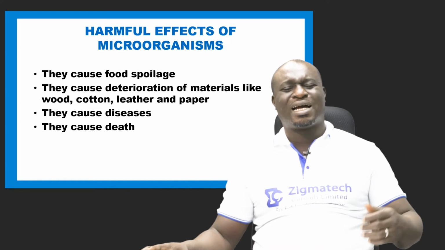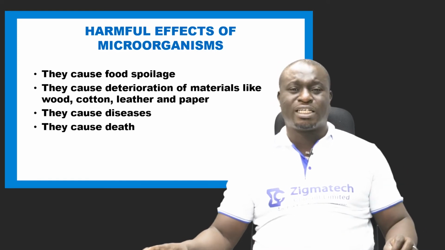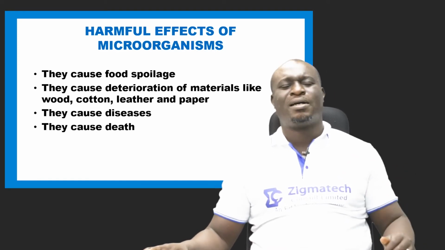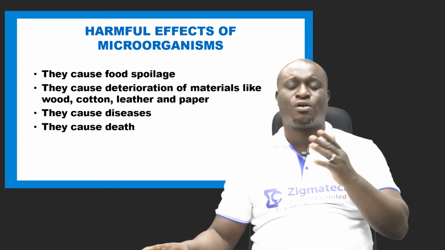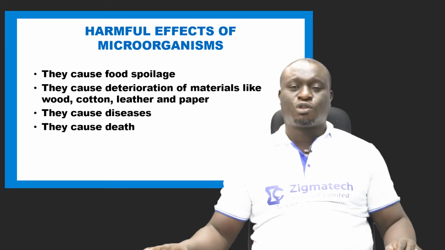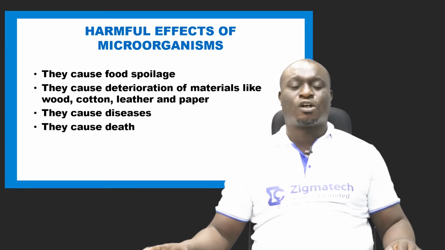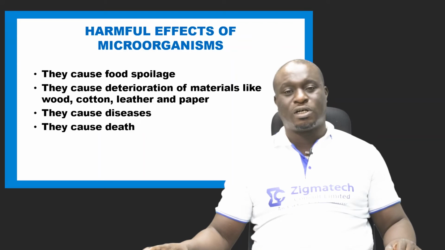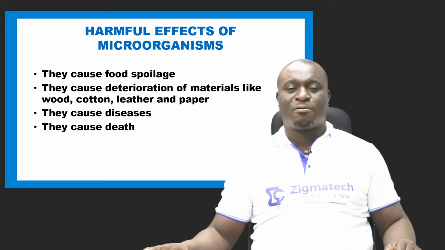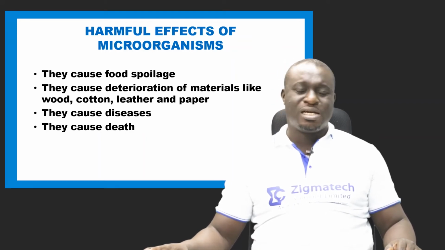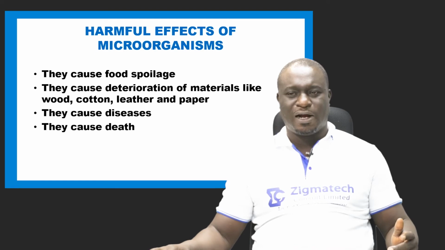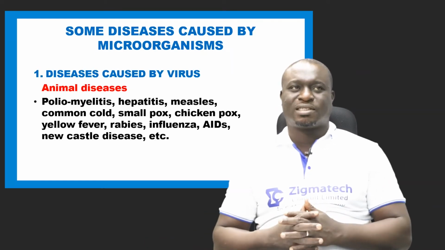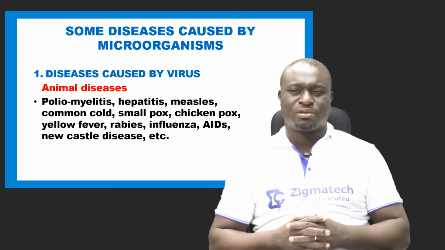Number 3 is that they can cause diseases. We're going to be looking at a lot of diseases caused by microorganisms, either in plants as well as in animals. Also, microorganisms can cause the death of other organisms like plants and animals. So these are some of the harmful effects of microorganisms. They can lead to death.